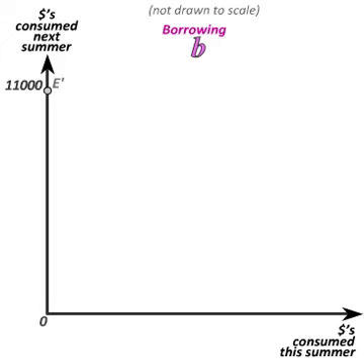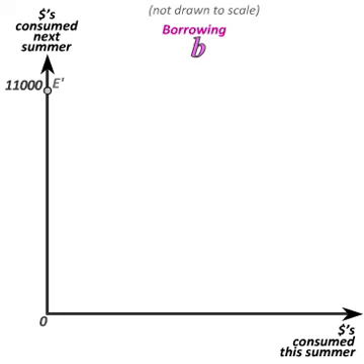Now consider the somewhat different situation, where you've lined up a job next summer for $11,000, but you don't plan to earn any income this summer. You now want to again think about how you're going to spread your consumption across the two periods, where now, instead of saving money, you're going to have to borrow money if you want to consume in both periods.